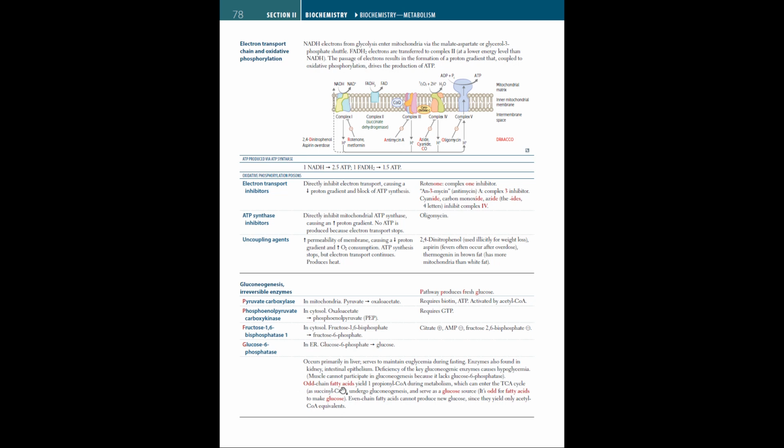Now, odd-chain fatty acids yield propionyl-CoA during metabolism, where it can enter the TCA cycle as succinyl-CoA and undergo gluconeogenesis, and serves as a glucose source. To remember this, it's odd for fatty acids to make glucose. Even-chain fatty acids cannot produce new glucose, since they yield only acetyl-CoA equivalents.